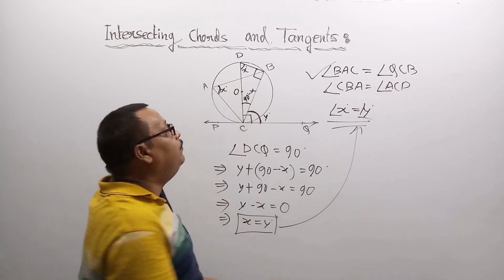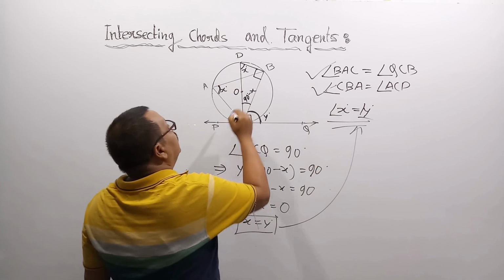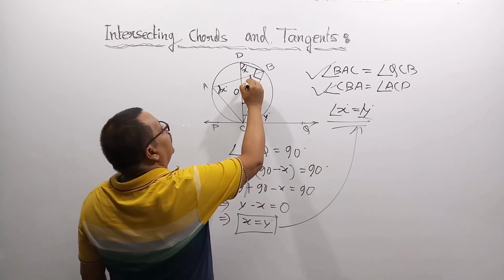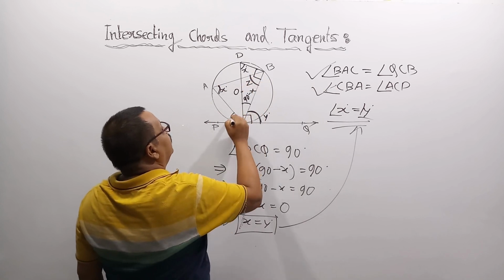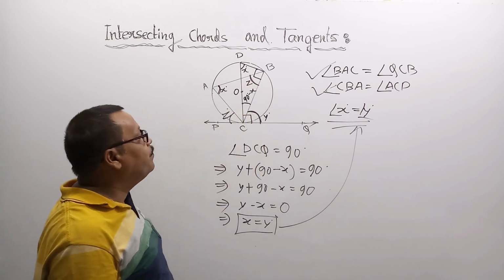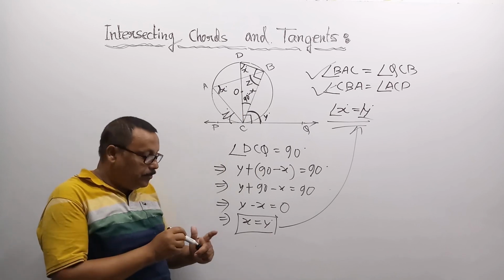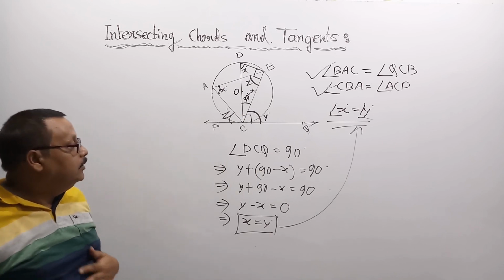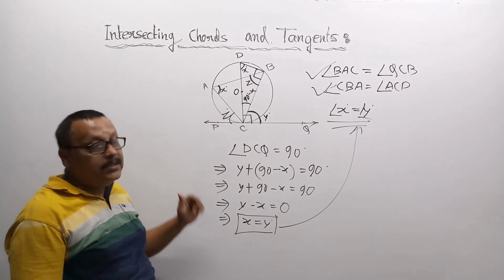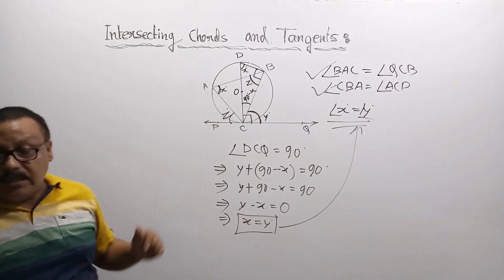Similarly, you can prove the second part, that is if this angle be z, this angle also will be z. Understood? Good. So next we'll try to solve some problems, okay, from this chapter of the exercise.